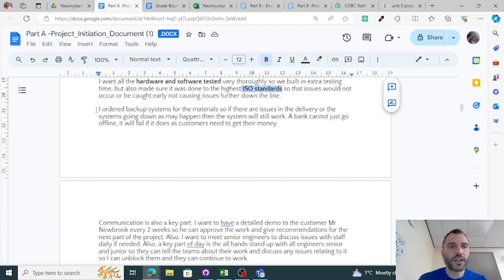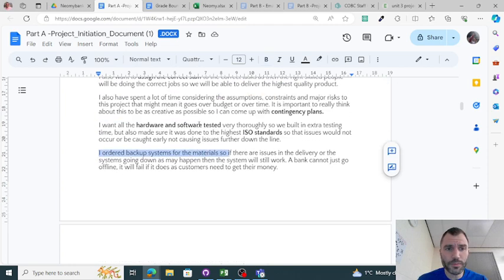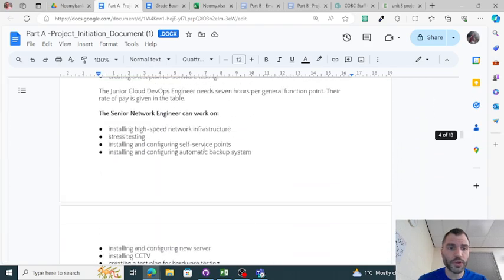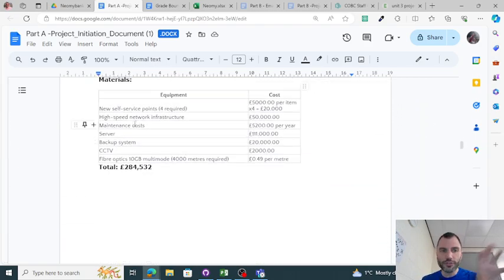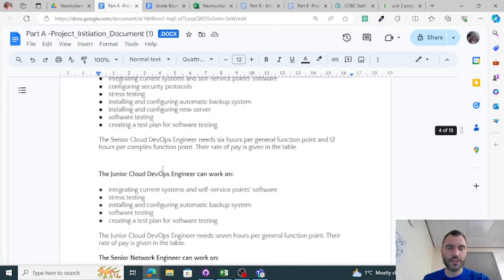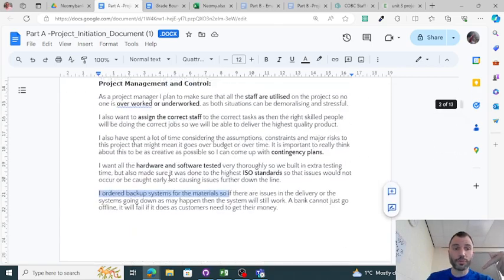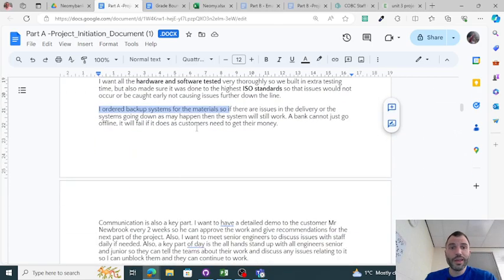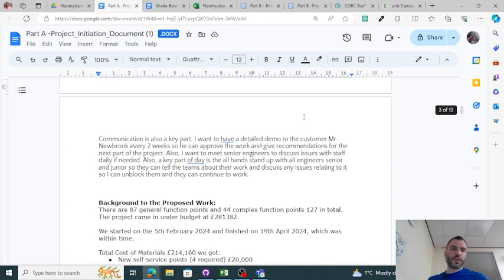Also, I said that I ordered a backup system. Well, that is actually one of the materials. So I'm literally just taking everything from this scenario. Look, we ordered the backup system. So I'm saying that's something I did as a project manager, even though they gave that to me. I ordered the backup system so that if it went down, I said something about if there were delivery issues, but I guess that didn't really help here. But basically, if it goes down, I want to make sure that the system works.